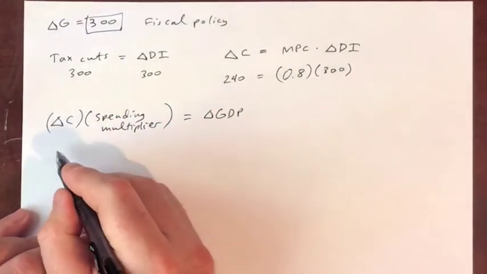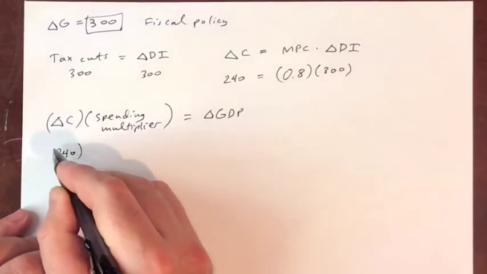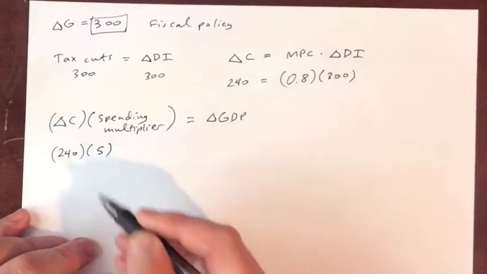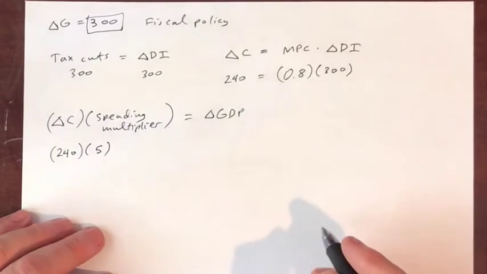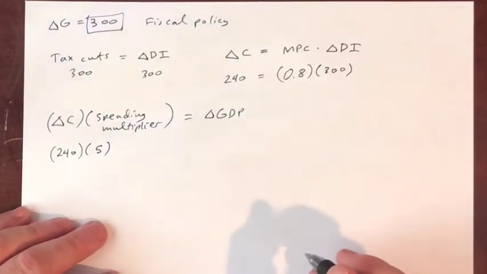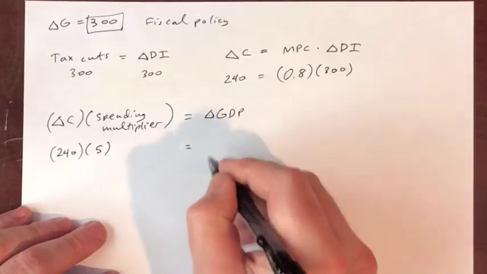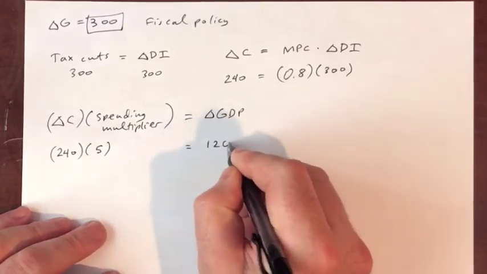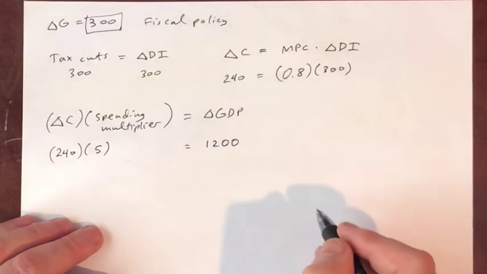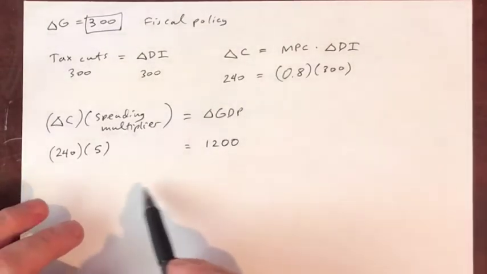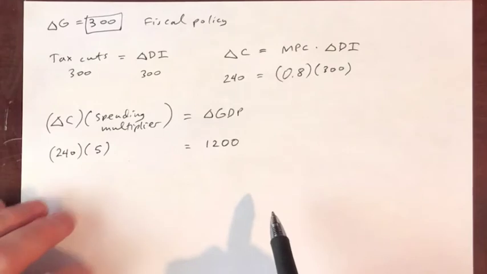gives us our change in GDP. We are now using 240. Our multiplier is 5. Remember, that's 1 over 1 minus the marginal propensity to consume. And 240 times 5 gives us 1,200. So this is good. This is definitely a step in the right direction.